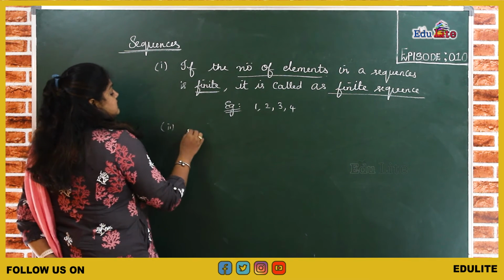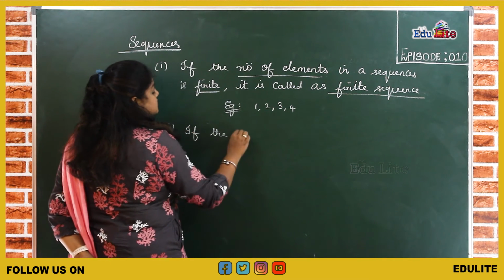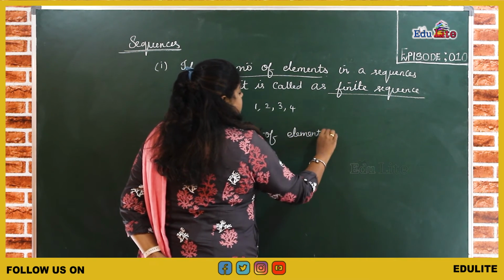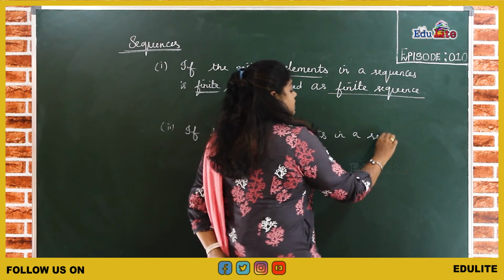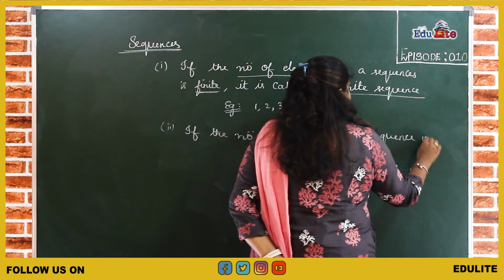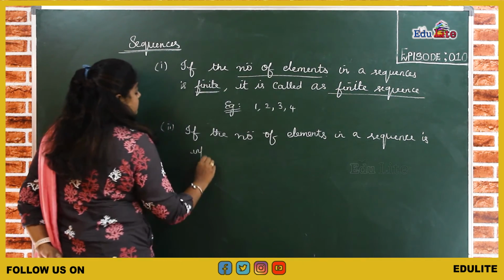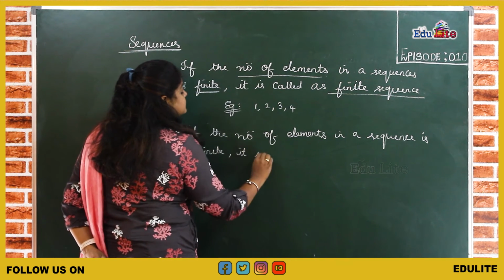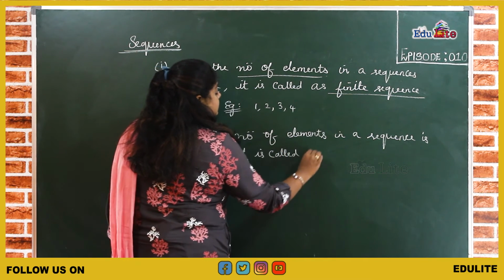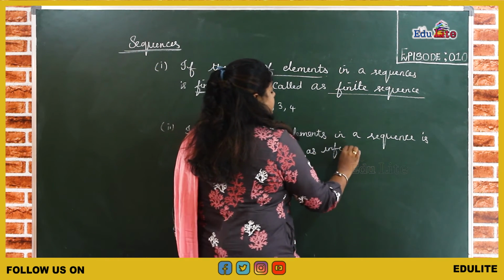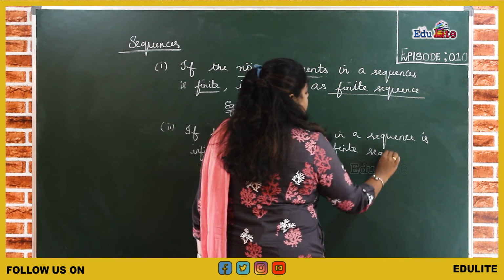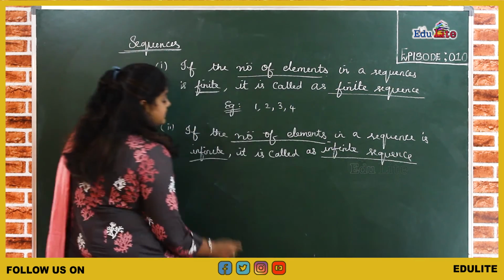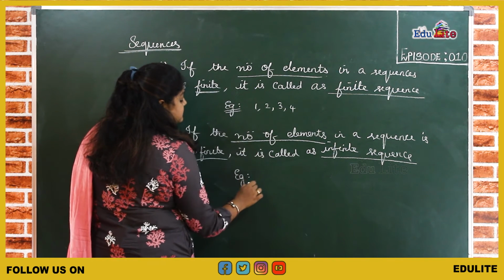And the second one is, if the number of elements in a sequence is infinite. If the number of elements in a sequence is infinite, it is called an infinite sequence. So, if the number of elements is infinite, it is called an infinite sequence. Let us give an example for infinite sequence as well.